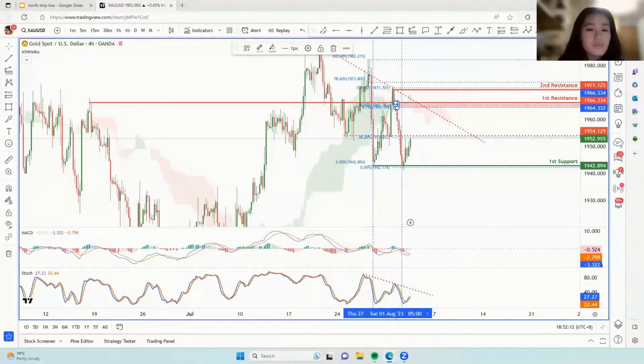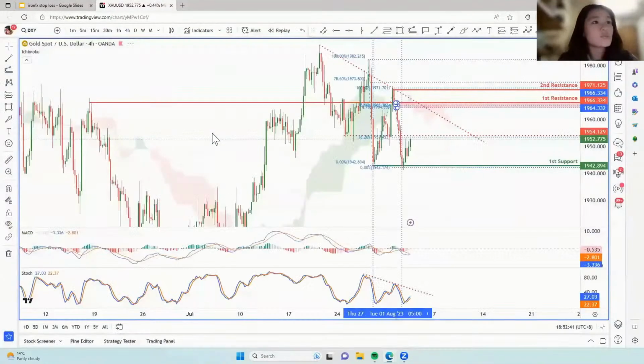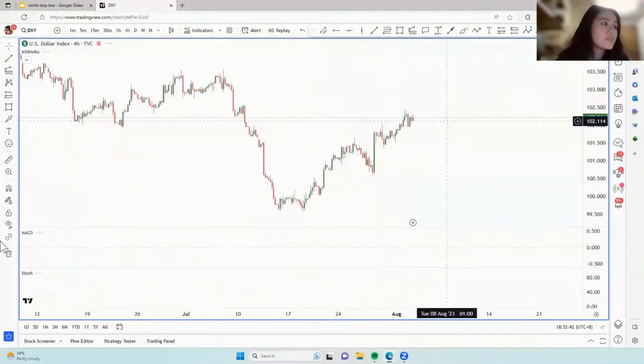Okay. I think I have time for one more chart. So if you guys have any requests, feel free to let me know. Okay, let's go ahead and take a look at DXY. Just really quickly, this will be our last one for the day.